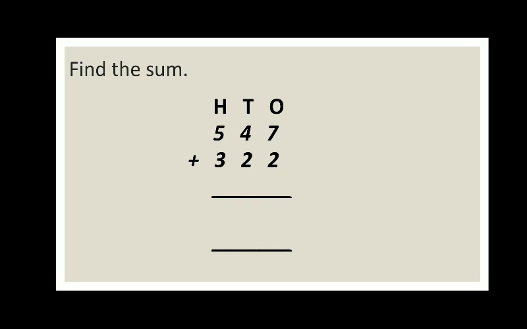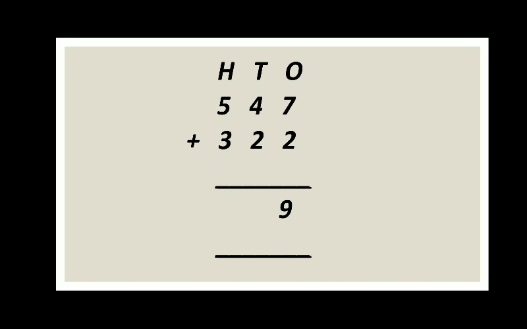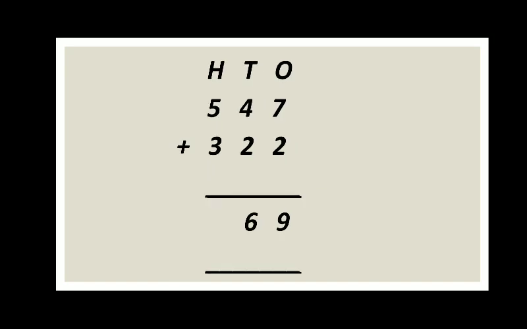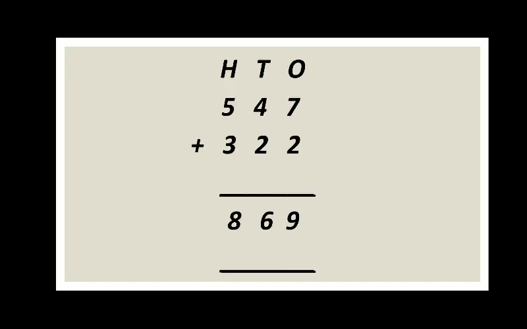Now let's find the sum of the given numbers. 547 and 322. First we'll start with the addition of the digits at ones place. 7 plus 2, 9. Then at tens place. 4 plus 2, 6. And then at hundreds place. 5 plus 3, which is equals to 8. Thus the sum is 869.